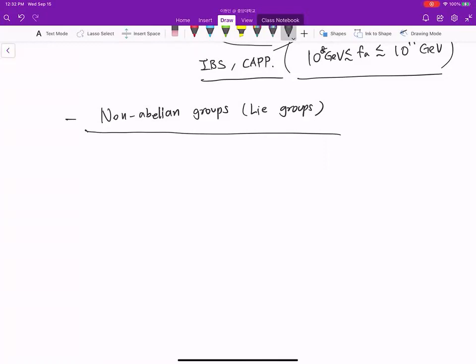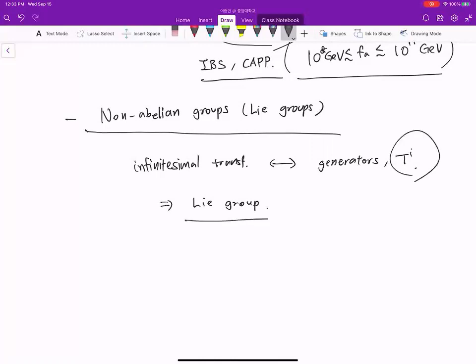A Lie group means the existence of a generator, and then there must be infinitesimal transformations. So you can think of infinitesimal transformations, then you can match one-to-one between infinitesimal transformations and generators. That is the definition of a Lie group. Because if you find the generator for each infinitesimal transformation, then you can construct a group made of generators and define the Lie algebra. Then that is the Lie group.